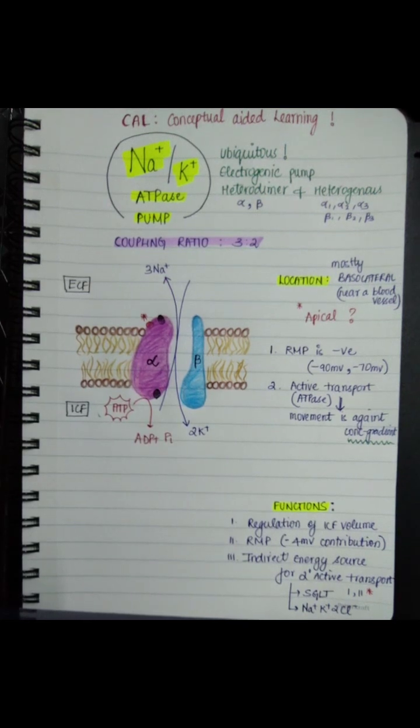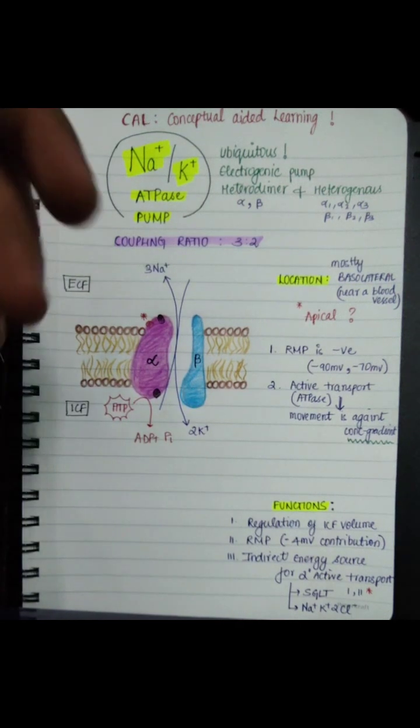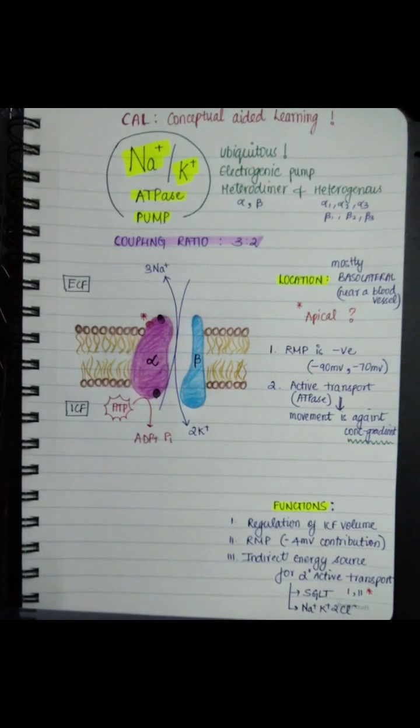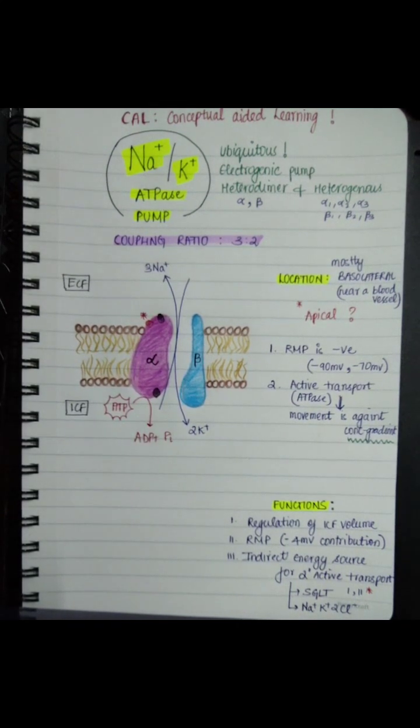Next is that it is a heterodimer and heterogeneous. That is, the sodium potassium ATPase pump has two components, the alpha subunit and the beta subunit, and there are different isoforms, that is heterogeneity, alpha 1, alpha 2 and alpha 3. These are found in different places, and beta 1, beta 2, beta 3 are seen in different kinds of organs and tissues.